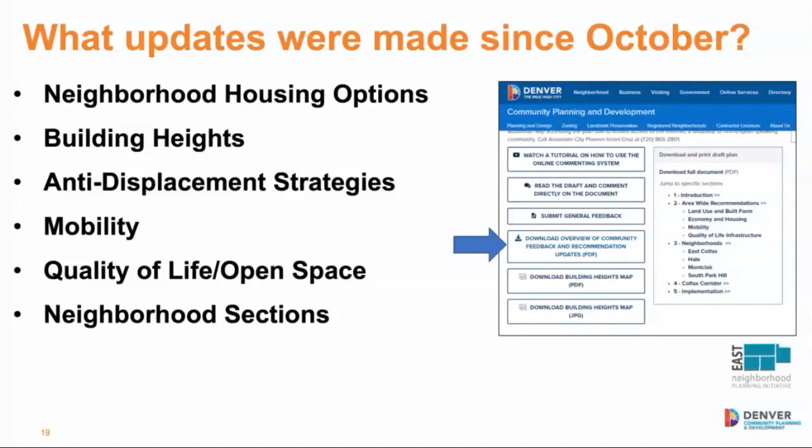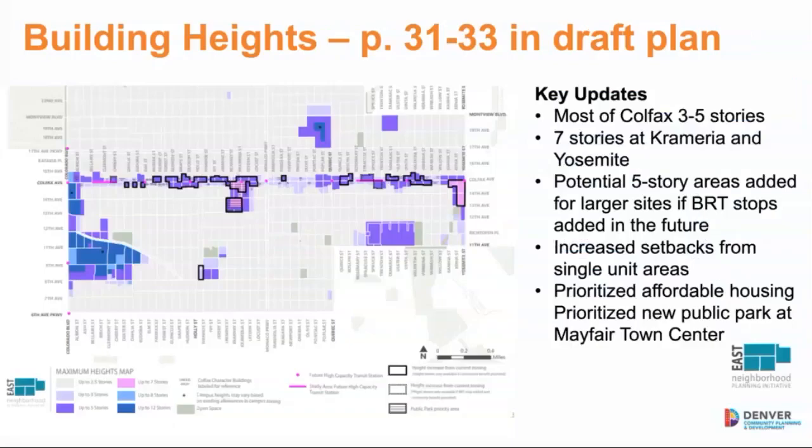Before everyone starts putting in some questions, we have heard a number of questions before tonight, and so we have made a lot of updates over the past several months. One of the big topics of conversation has been building heights, and so we do have an updated building height map that's on pages 31 through 33 of the draft plan document, which you can access online. I'll go through some of the updates we made to the height map.